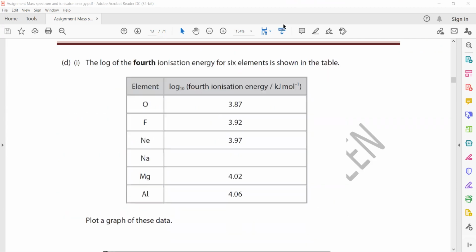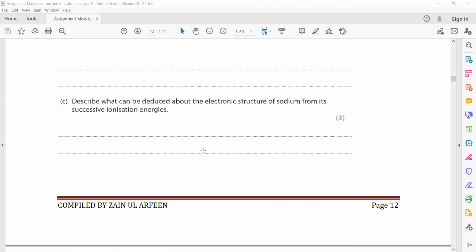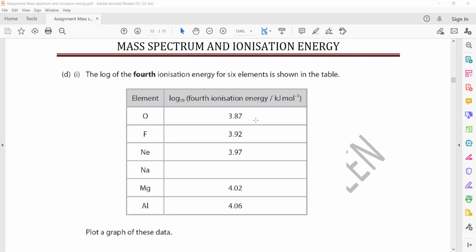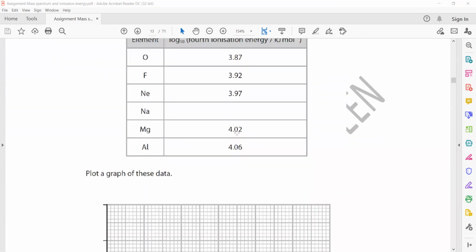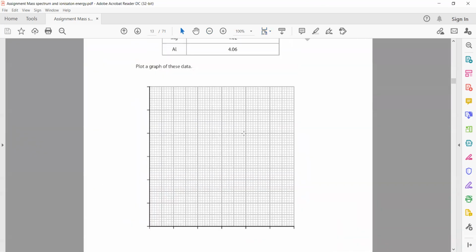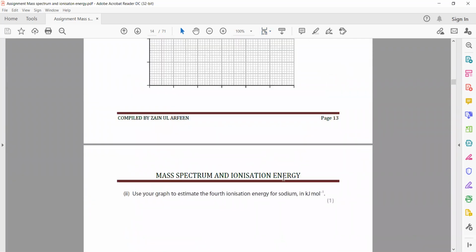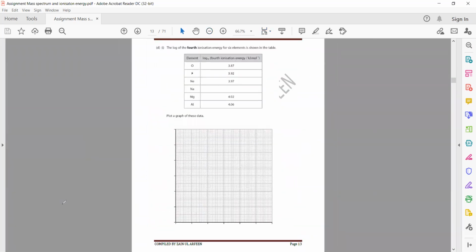The log of the fourth ionization energy of 6 elements are shown. So we have to take a log of the ionization energy for sodium, plot the graph, and basically on the y-axis we have the log. From the graph we will deduce the next part: use the graph to estimate the fourth ionization energy. So how will we estimate? Because successive ionization energies are comparable for an element.